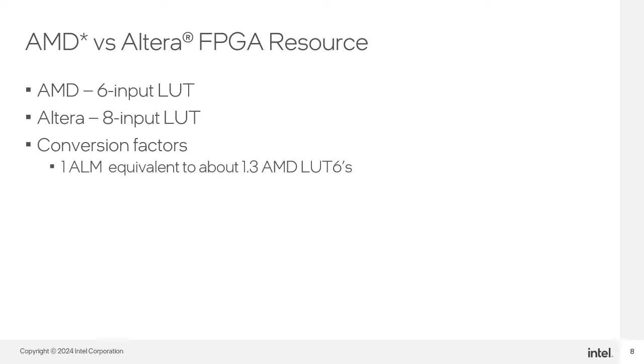If you want an idea on how to convert gate usage from one vendor to another, here's a rough estimate to get you going. AMD has slices and Altera has ALMs, which means adaptive logic module. A slice has one 6-input LUT and an ALM has one 8-input LUT. Both vendors' LUTs can be configurable to accommodate different input sizes, but roughly there are about 1 ALM worth of LUTs to about 1.3 AMD 6-input LUTs.